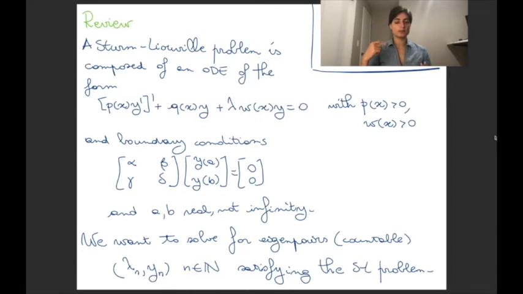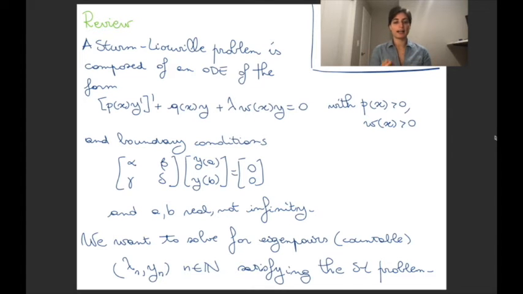We have some restrictions on p(x), it needs to be positive. w(x) needs to be positive. We have some boundary conditions in which alpha and beta are not both 0 at the same time, and gamma and delta are not both 0 at the same time. And we're solving on an interval a to b, where a and b are real and not infinity.